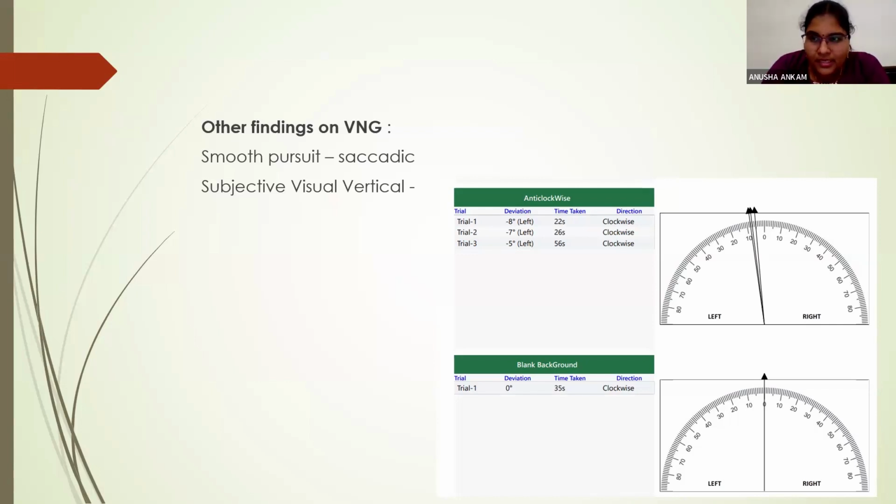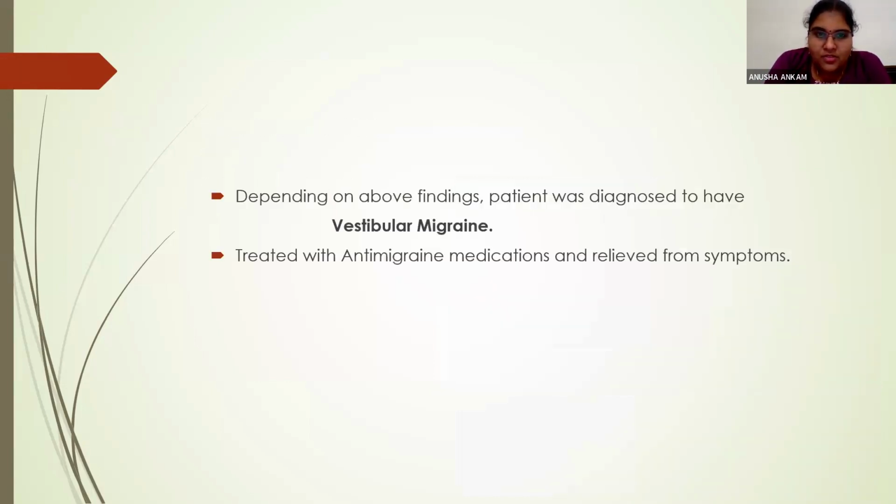And I probed the history a little deeper. She told me that she had some migraine headaches in adolescent age. Now she has only head heaviness and these giddiness spells, which are more of positional vertigo. So based on these findings along with the history, the patient was diagnosed to have vestibular migraine, and she was treated with anti-migraine medications, and eventually she was relieved of the symptoms. This is the first case.